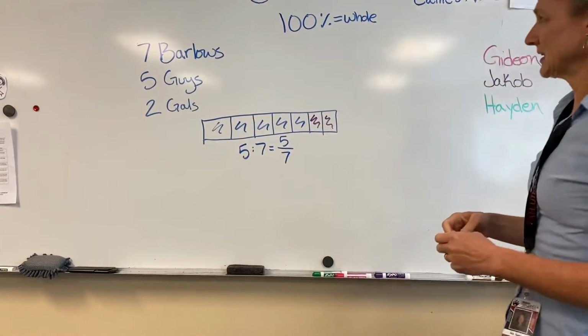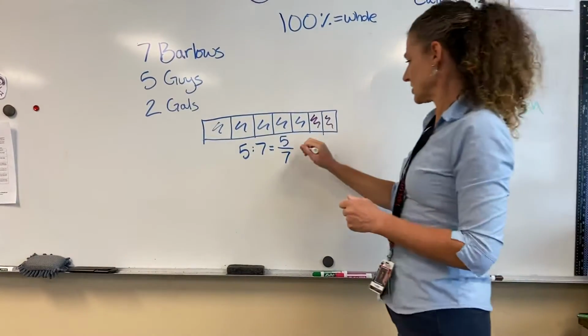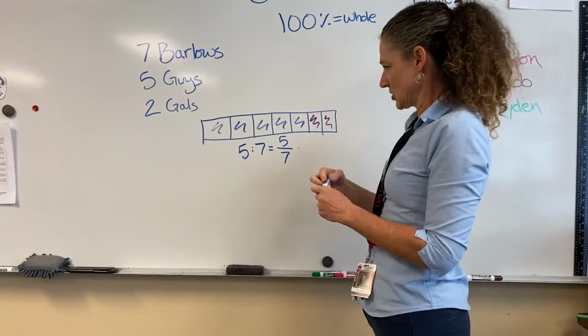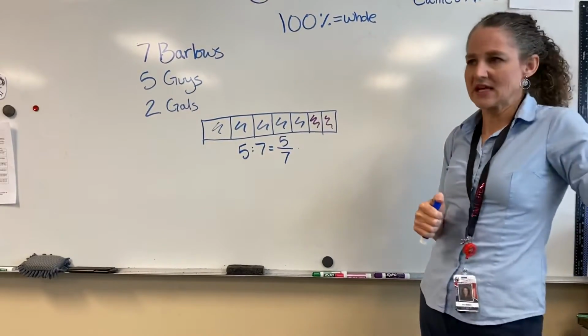Now, last time we were able to multiply by 10 super easily. What do we multiply 7 by to get to 100?